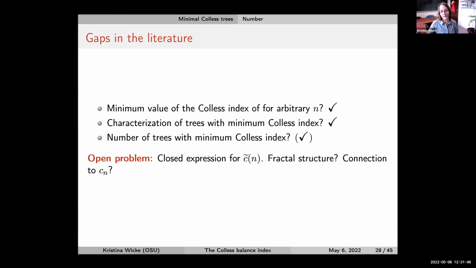Okay, so now that we know the minimum value of the Colless index, we can characterize all trees, and we can at least recursively count the number of minimal trees. In the next few minutes, I'm going to focus a little bit more on two particular types of trees that minimize the Colless index, to give you a little bit of intuition of what these trees look like, apart from the QB description.